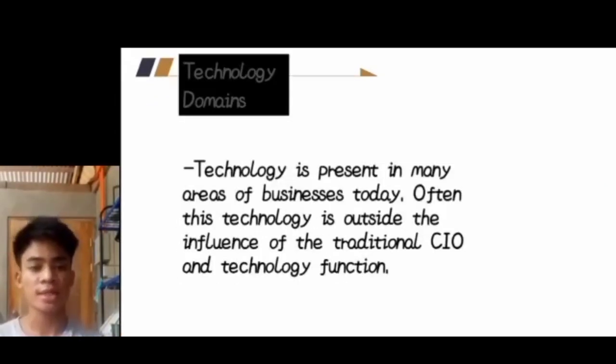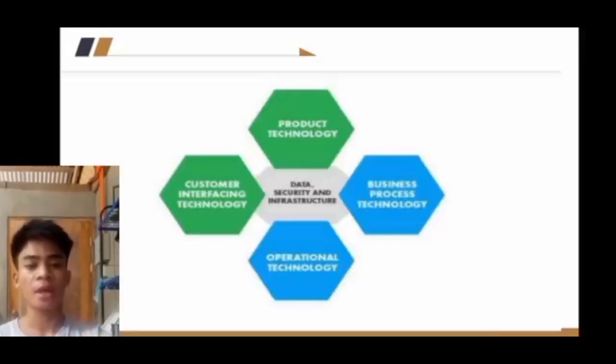And the last one is the technology domains. Technology domains are present in many areas of business today. Often this technology is outside the influence of the traditional CIO and technology function. And there are the 4 types, data, security, and infrastructure: the product technology, business process technology, operational technology, and customer interfacing technology.